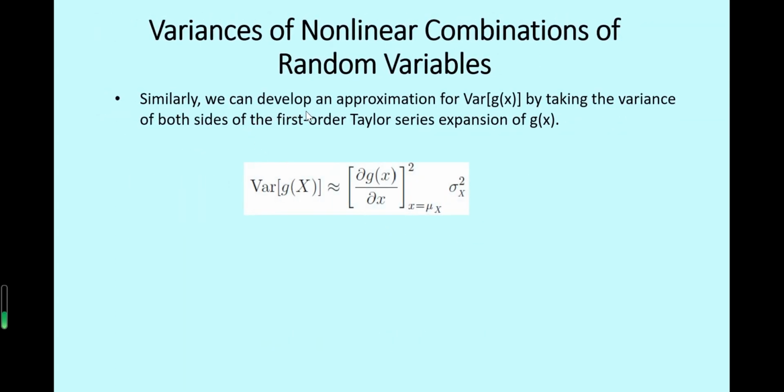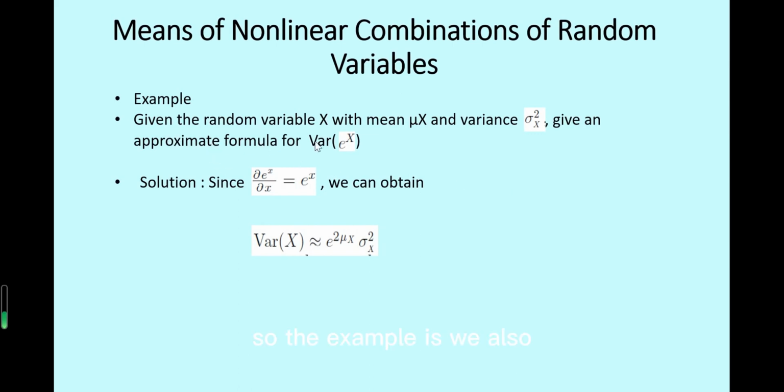Similarly, you can also develop an approximation of the variance of g(x) by taking the variance of both sides of the first order Taylor series expansion of g(x). So the variance of g(x) equals the derivative of g(x) with respect to x, squared, evaluated at x equals mu x, times the variance of x. For the example, we also want to calculate the variance of e^x. Because the first derivative equals e^x, we fill in this formula, and the variance of e^x equals e to the power 2 mu x, times sigma x squared.